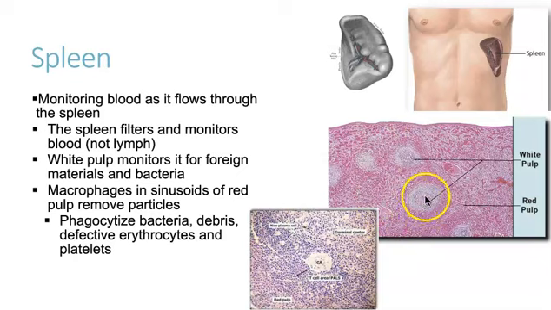The white pulp is really looking for foreign materials and bacteria, which is a foreign material itself, and then in the red pulp we will have macrophages, specifically within those sinusoids that we saw, that will help to remove particles. It can also phagocytize bacteria and get rid of any defective erythrocytes or red blood cells and platelets.